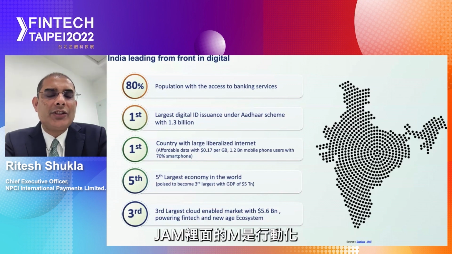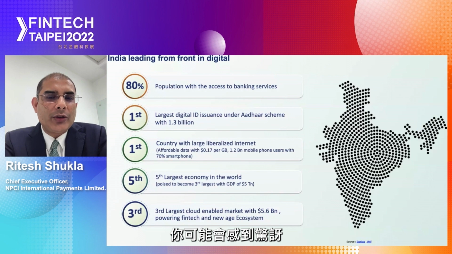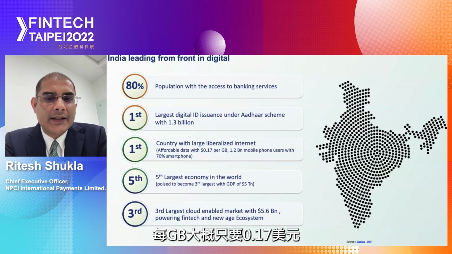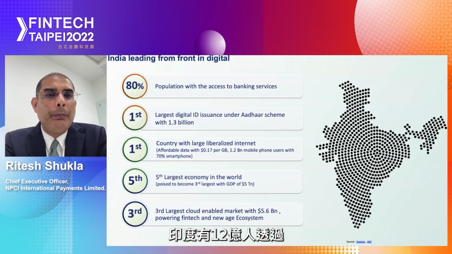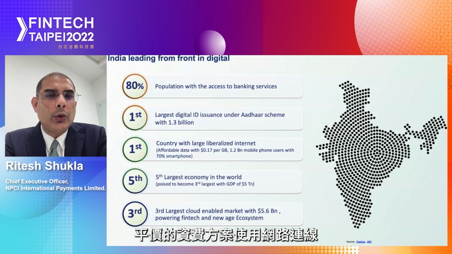The M in JAM stands for mobile. You will be surprised to know that today India has one of the cheapest data in the world. A 1 GB of data in India costs about 17 US dollar cents, and we have 1.2 billion people in India who are connected to internet using the cheap and affordable data plans that we have.